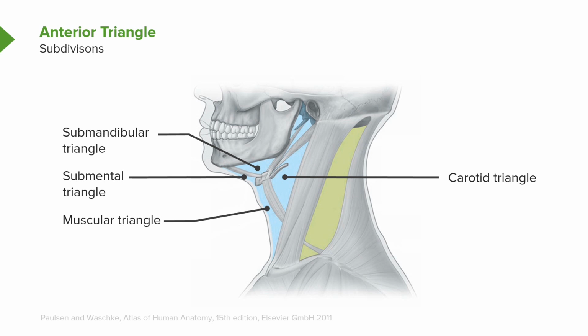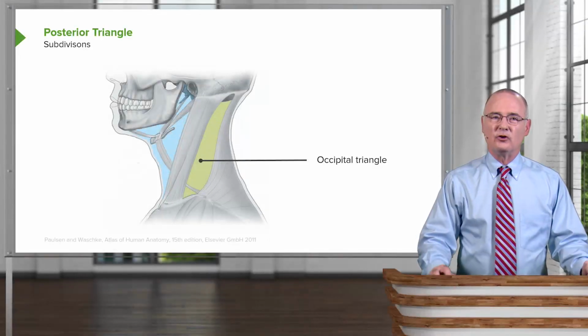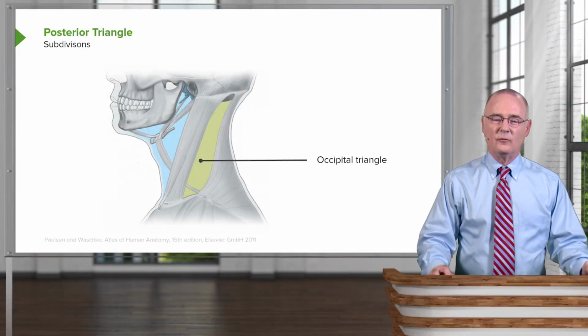The fourth and final subdivision of the anterior triangle is referred to as the muscular triangle. Its boundaries would be your anterior belly of the omohyoid, the inferior portion of the sternocleidomastoid shown here, and then it would run to the midline of the neck, and the upper limit of this area would be your hyoid bone. The posterior triangle is less complex with respect to its subdivisions.